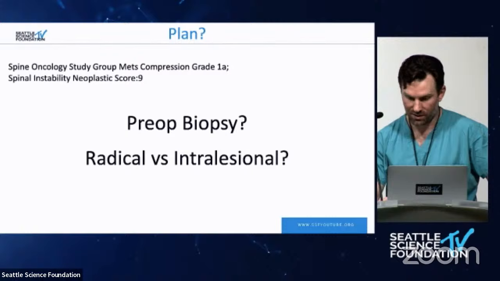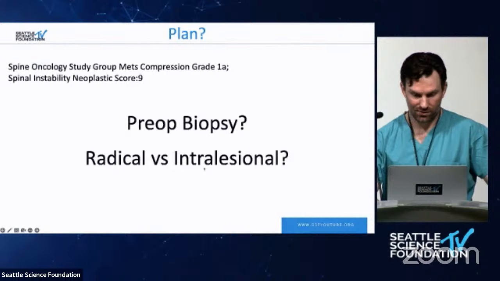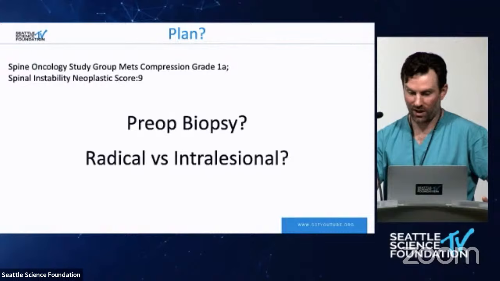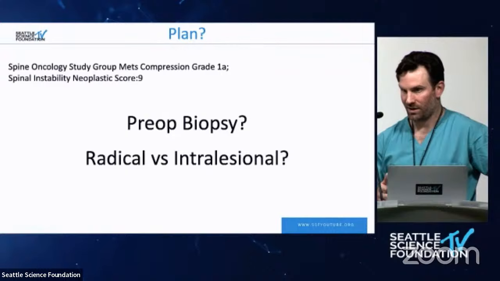And then obviously the SINS score is 9, because this patient had a junctional lesion, mechanical pain, it was lytic in nature. He did have normal alignment with no vertebral collapse and unilaterally involved the posterolateral elements. So that makes it a 9, which is potentially unstable in that 7 to 12 range.